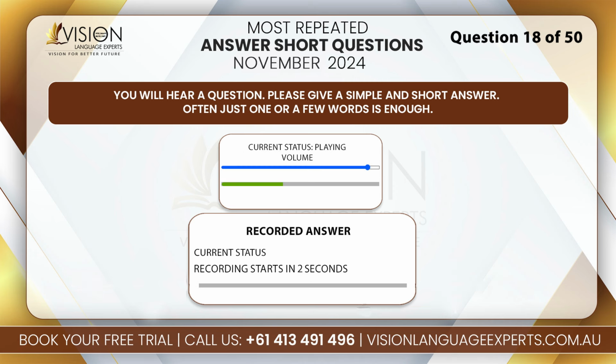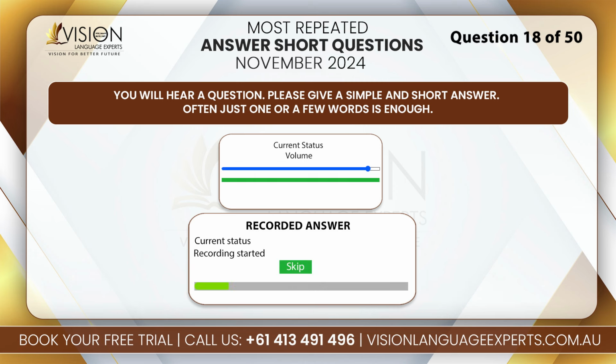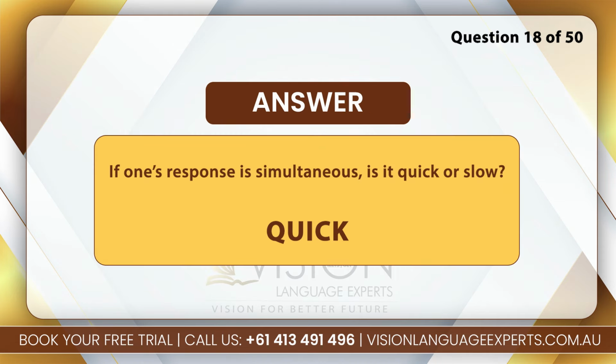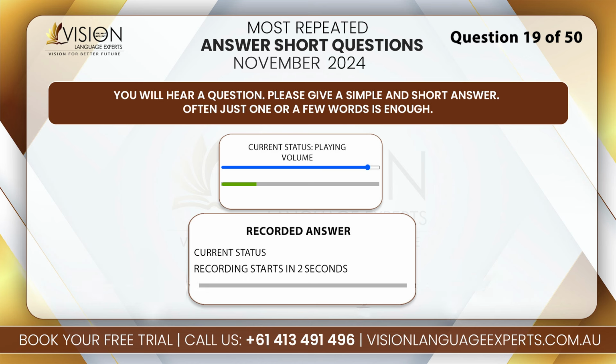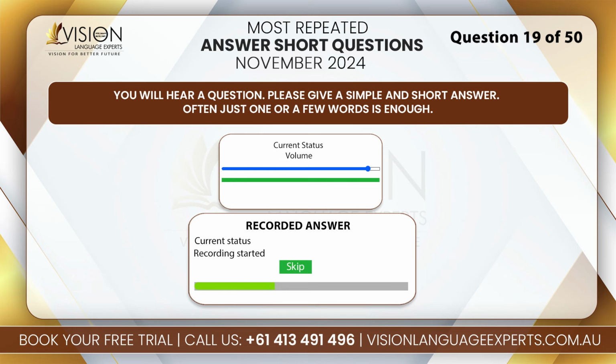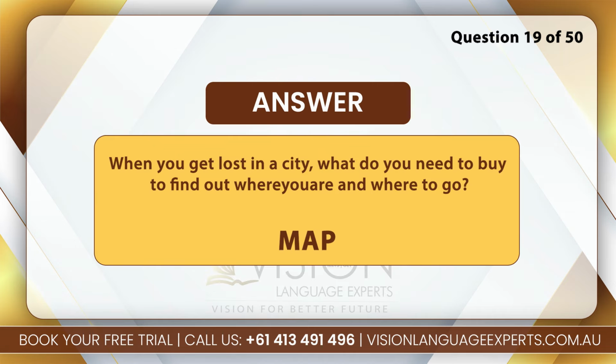If one's response is simultaneous, is it quick or slow? When you get lost in a city, what do you need to buy to find out where you are and where to go? Map.